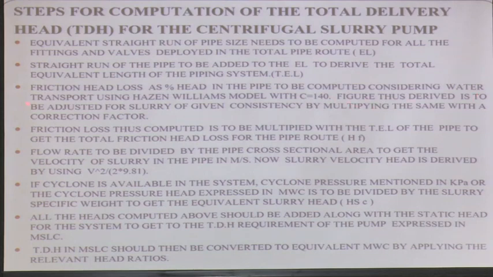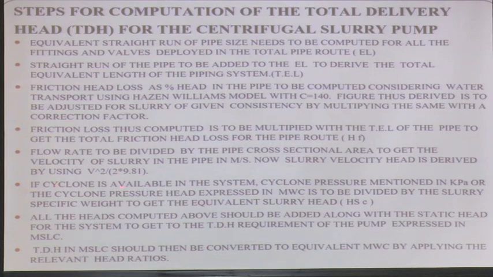The figure thus derived is to be adjusted for the slurry of given consistency by multiplying it with a correction factor. We have seen that. The friction loss thus computed is to be multiplied with the TEL. Friction loss is coming as a percentage, that many meters per 100 meters of the straight run. So, how many meters for the TEL? So, that means the friction loss thus computed is to be multiplied with the TEL of the pipe to get the total friction head loss for the pipe route, HF. Flow rate is to be divided by the pipe cross sectional area to get the velocity of the slurry in the pipe in meters per second. Now, slurry velocity head is derived by using V square by 2G.